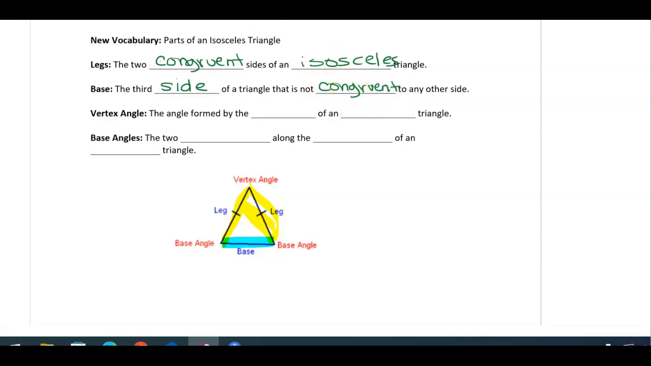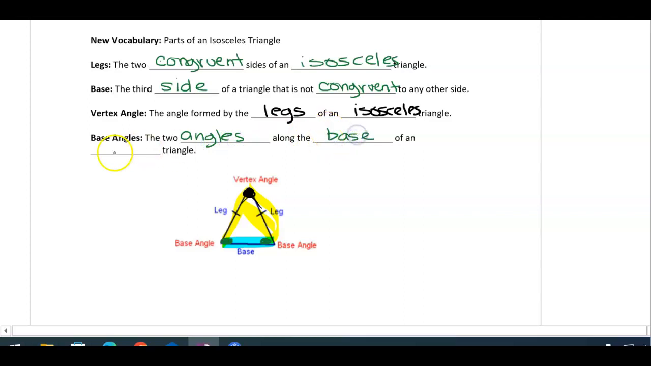Now the vertex angle would be right here. It's where the two legs come together, so it's the angle formed by the legs of an isosceles triangle. And then you have two more angles along the base, and these are called the base angles. That's the anatomy or the makeup of the isosceles triangle.